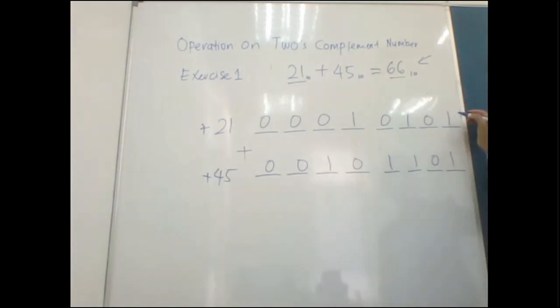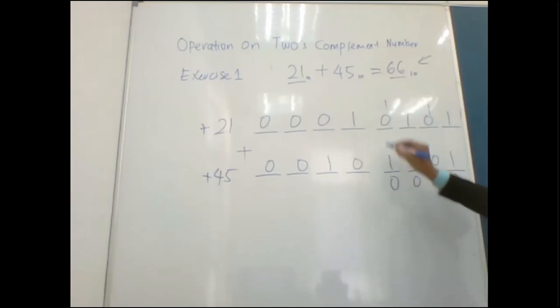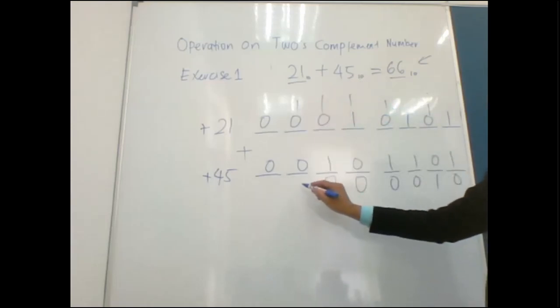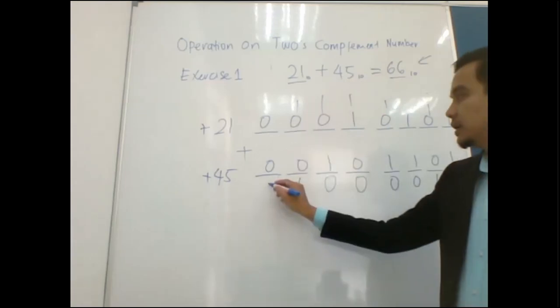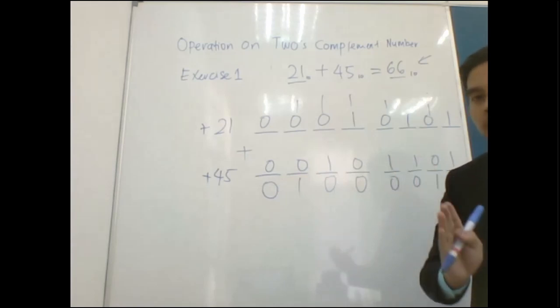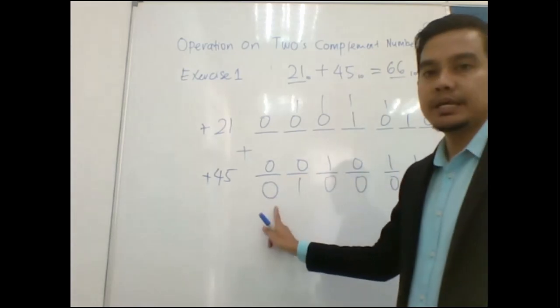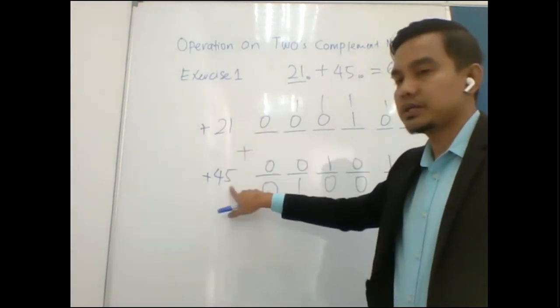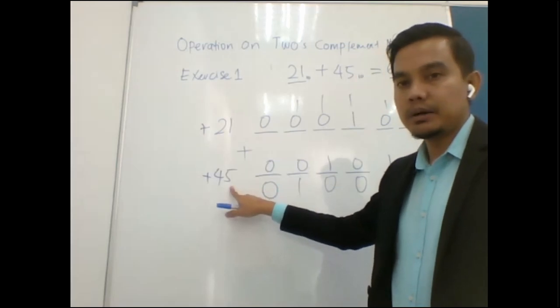Okay, so here 1 and 1 we will get 0 and carry 1, and then 1, so we have 1. So here 1 1 0 1 0 1. So same here 0 1. So here 0 1. So 1. Okay, and then we have 0, because we need to have the sign value in front of the binary. So this will be the sign value. Okay, 0 means it will become a positive number. So because of 21 plus 45, that means it will become the positive number.